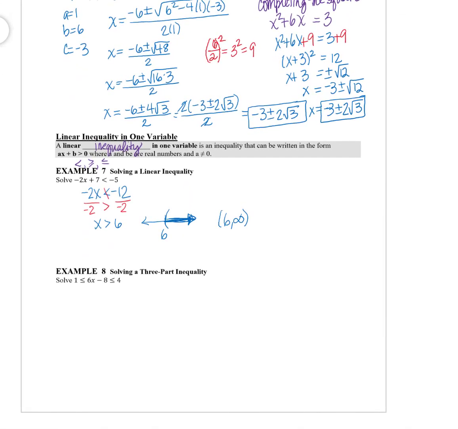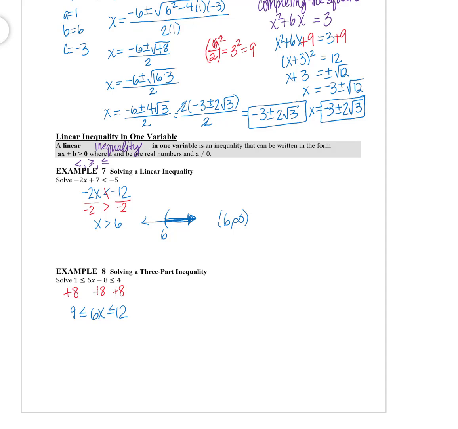Example 8, solving a 3-part inequality. For this inequality, whatever we do to one part, we want to do to all 3 parts. So if I'm trying to get x by itself, I'm first going to add 8, but I need to do that to all 3 parts. We have 9 is less than or equal to 6x is less than or equal to 12.